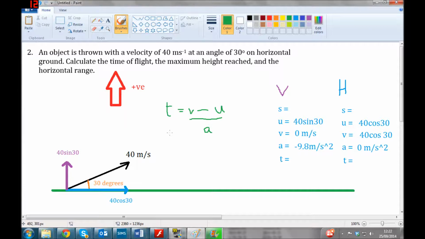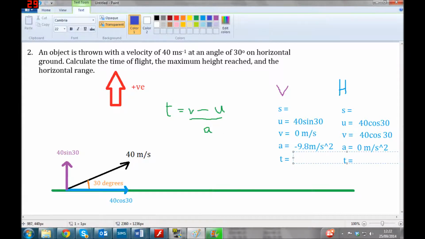So I'm going to stick this in my calculator. 0 take away 40 sine 30, divided by minus 9.81 gives me 2.04 seconds. So let's stick that in there, in a slightly different color to indicate I calculated this.